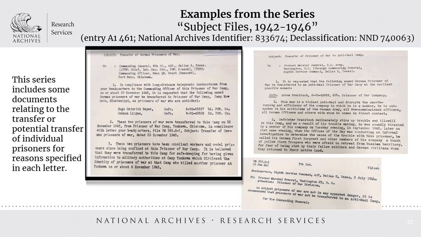The document on the left states that the prisoners, quote, were transferred to this camp, Fort Reno, for safekeeping, for having given information to military authorities at Camp Tonkawa, which disclosed the identity of prisoners of war at that camp who killed another prisoner at Tonkawa.